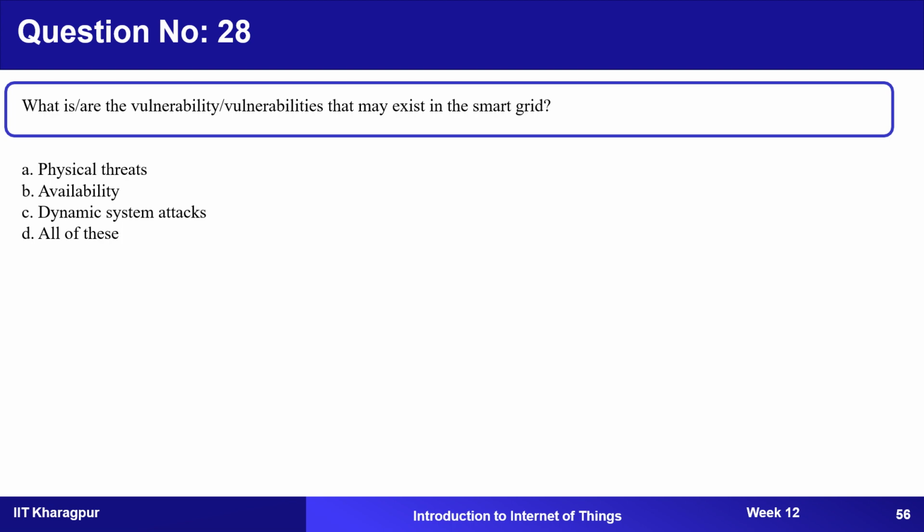Next question is, what is the vulnerability that may exist in the smart grid? Options are physical threat, availability, dynamic system attacks, all of these. All of these. Yes, ma'am, all of these. So D is the correct option.